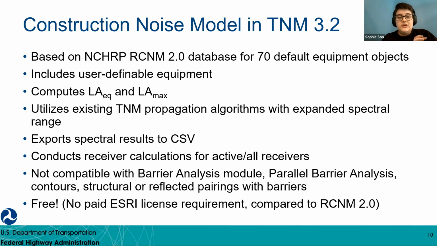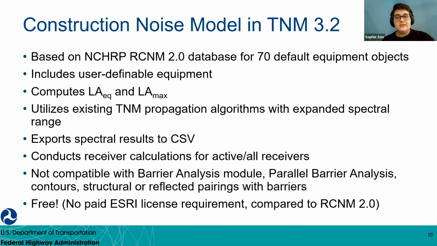So all of the core acoustics of TNM 3.x are leveraged for construction noise, with pretty much the only difference being construction noise calculations are carried out over a wider spectral range from 12.5 hertz to 20,000 hertz. And the attenuation algorithms have been adapted for things like barriers and tree zones to account for that wider spectral range. So all of those spectral results in that wider range are automatically exported to CSV every time a receiver calculation is completed. That is the same behavior as for roadway noise.